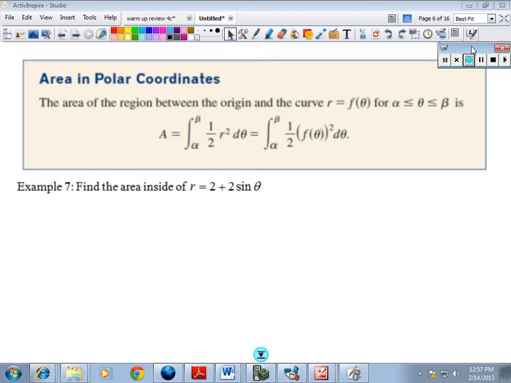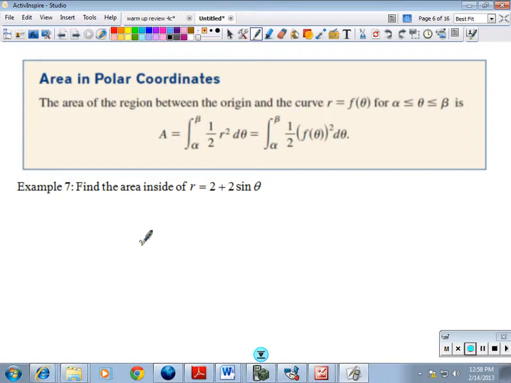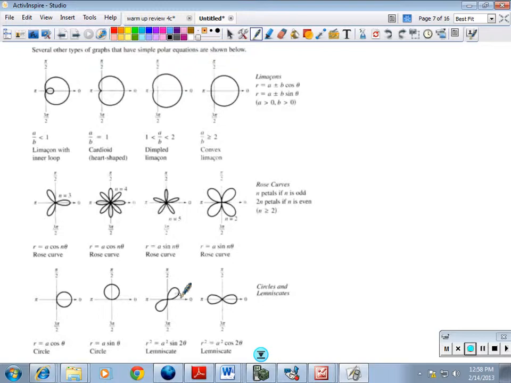Okay, now for the calculus of polar, not one of my favorite things. It says, first thing, find the area inside of r equals 2 plus 2 sine of theta. Well, we need to know what that looks like. So, 2 plus 2 sine of theta. Here's our little cheat sheet for now. Eventually, we need to memorize the majority of this.